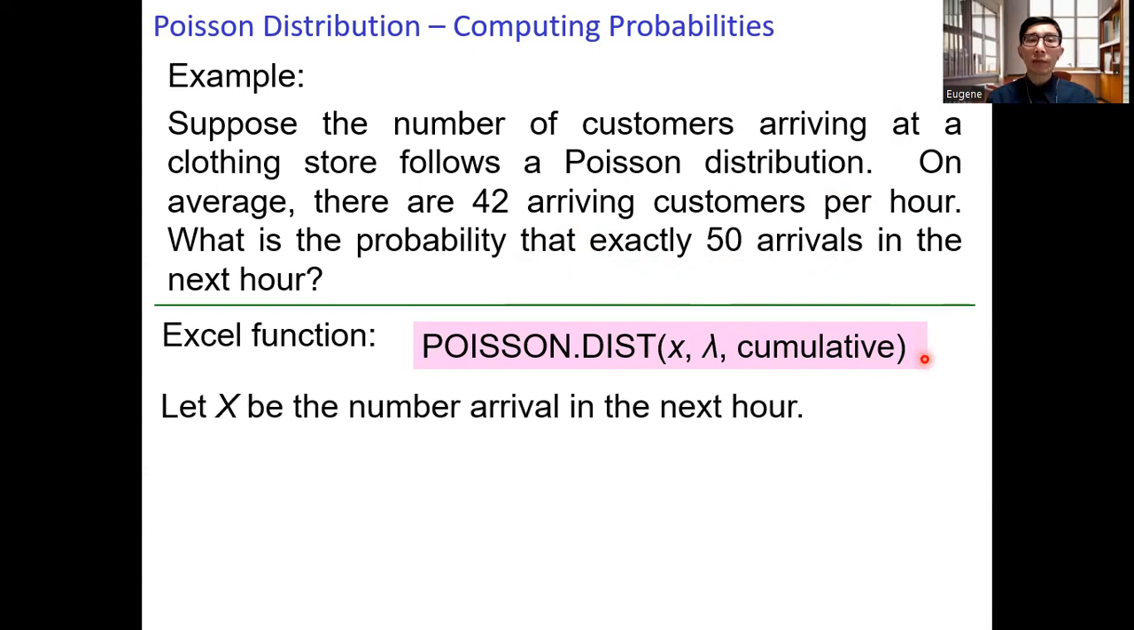First, identify the random variable. Let X be the number of arrivals in the next hour. Lambda is 42. On average, there are 42 customers arriving. So X follows a Poisson distribution with parameter 42. We want to get the probability that X equals 50, exactly 50 arrivals.